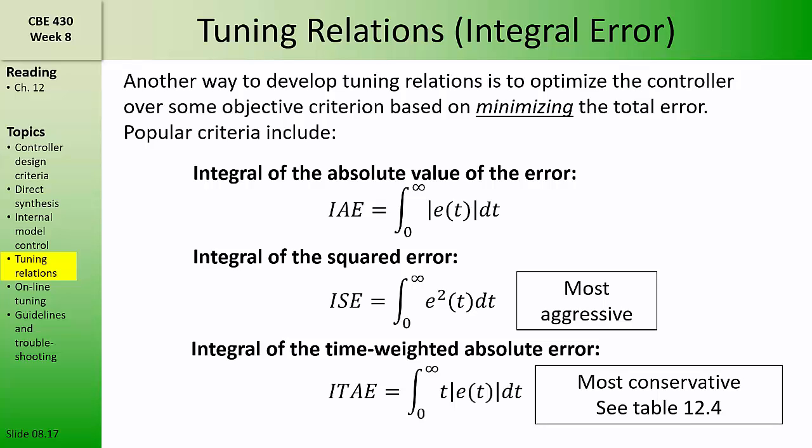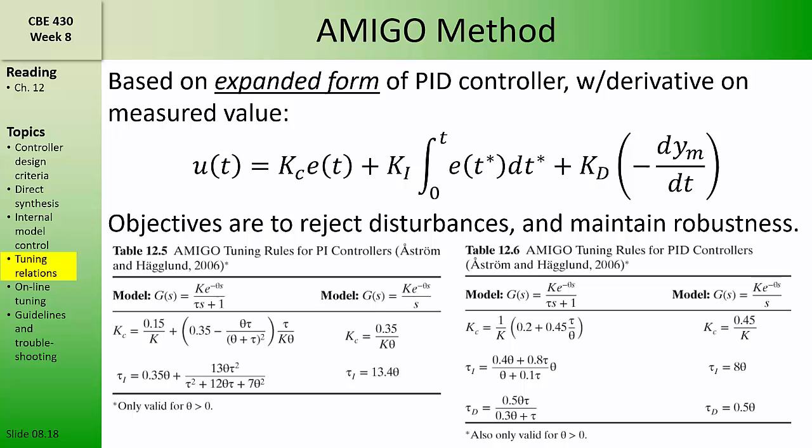While these integral error methods are based on minimizing the error of a controlled variable, they are not developed to consider robustness. On the other hand, the AMIGO method is developed with an objective of rejecting disturbances and maintaining robustness of the process. The AMIGO method is an acronym that stands for the Approximate M-Constrained Integral Gain Optimization, and it's based on an expanded form of the PID controller, where there is a gain for the proportional element, a gain for the integral element, and a gain for the derivative element.